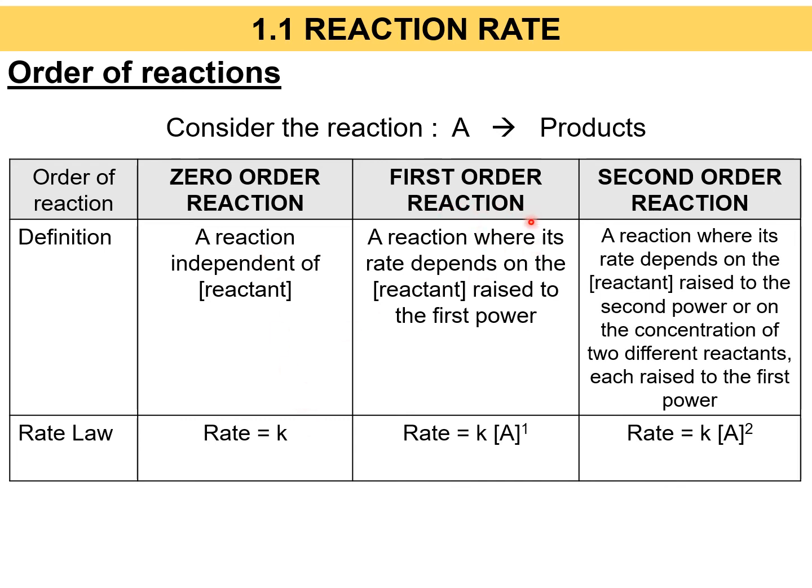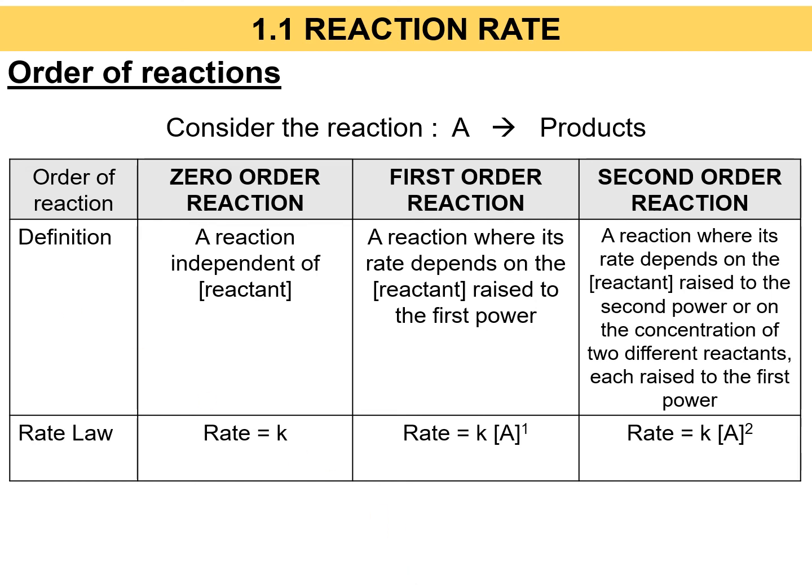Kalau first order of reaction, dia punya rate law equation dia ialah rate equals to K kalikan dengan concentration of A to the power of 1. Bermaksud reaction ni, rate dia tu depends pada concentration of reactant raised to the power of 1. Okay. Manakala second order of reaction pula, dia punya rate law equation dia ialah rate equals to K kalikan dengan concentration of A to the power of 2. Okay, bermaksud reaction ni, rate dia depends kepada concentration of reactant raised to the power of 2.